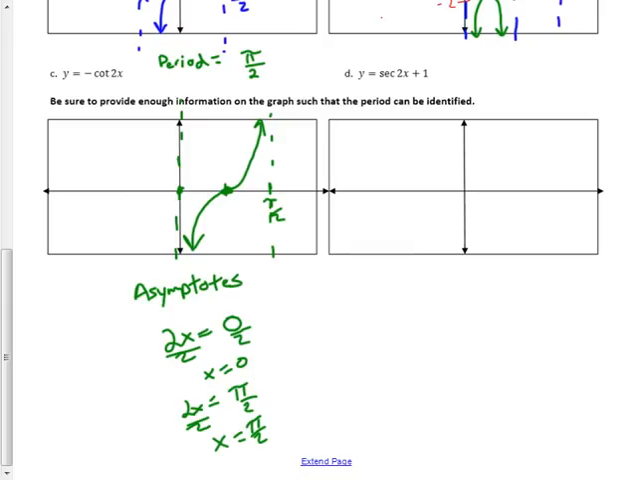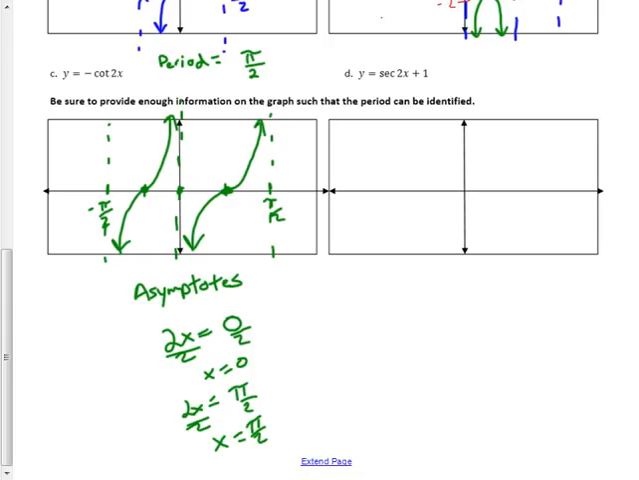And that's enough for me to know that you know how to do this. But if you wanted to make the graph look a little bit better in terms of a nice, cooler trig graph, you can go ahead and put another one in there, and that would be fine too.